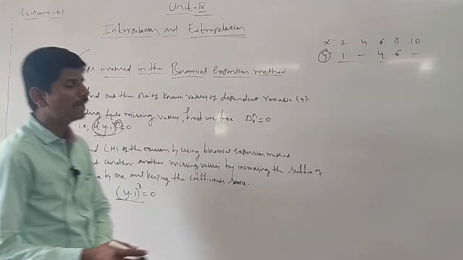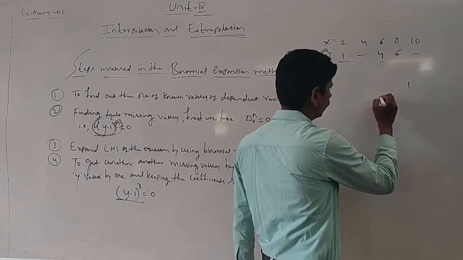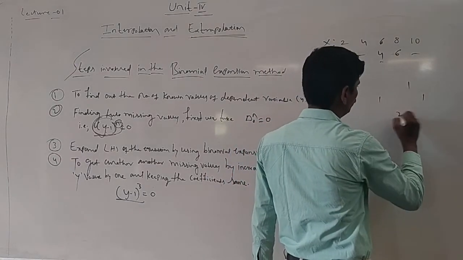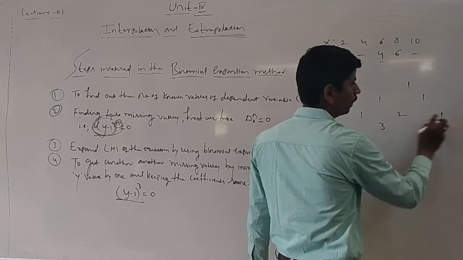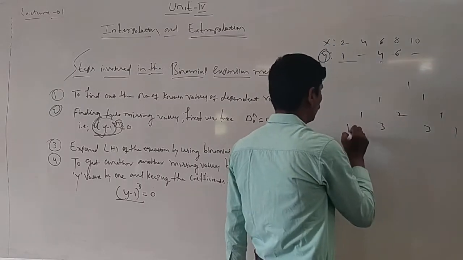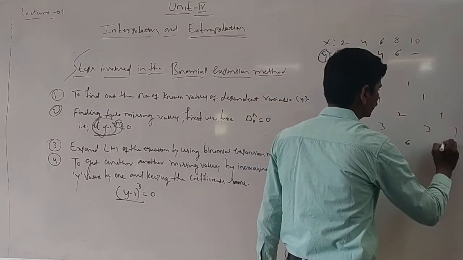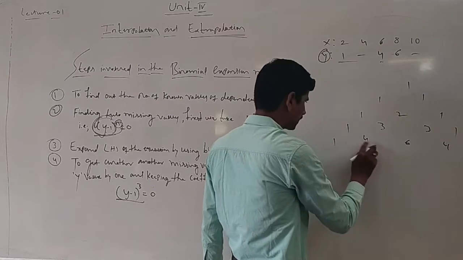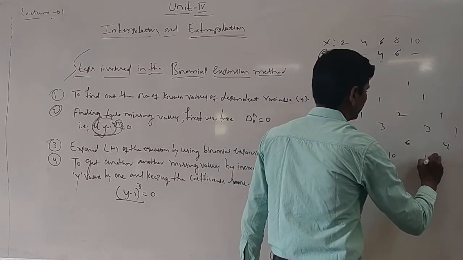Okay, here we have to use Pascal's triangle. 1 plus 1 is 2. Here 1 plus 2 is 3, 2 plus 1 is 3. Next one: 1 plus 3 is 4, 3 plus 3 is 6, 3 plus 1 is 4. Same again: 1 plus 4 is 5, 4 plus 6 is 10, 6 plus 4 is 10, 4 plus 1 is 5.